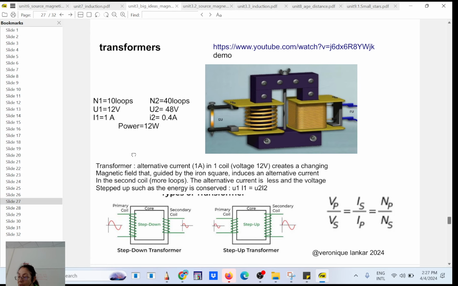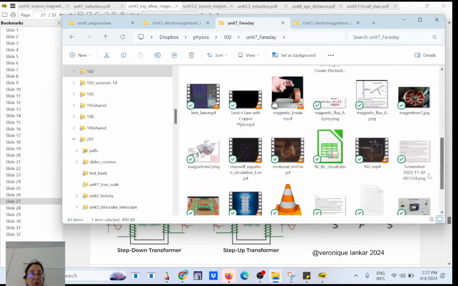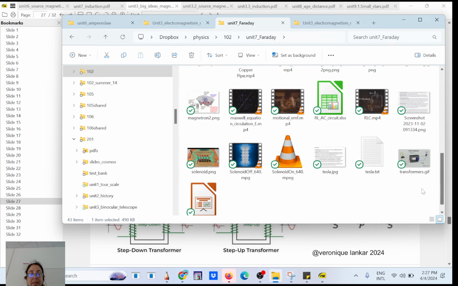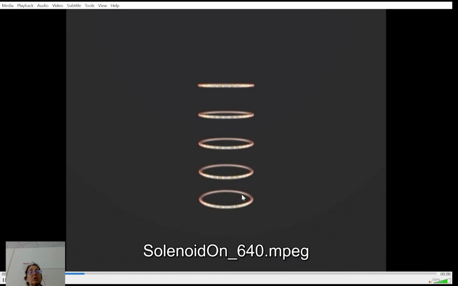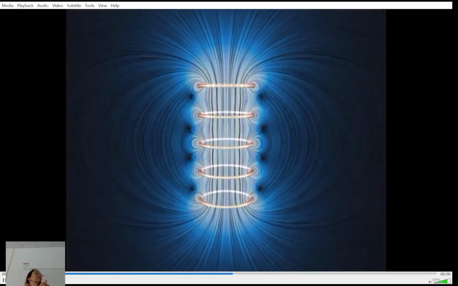Okay, so that was for the transformer. What else? Okay, I have another picture I wanted to show you. So here you have a solenoid, you see? When you connect a solenoid, you see the magnetic field does not like that.